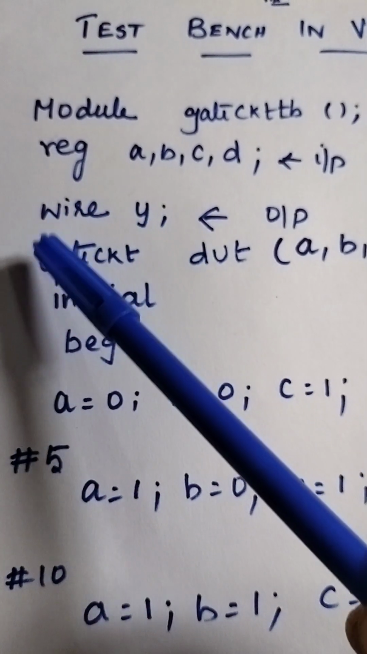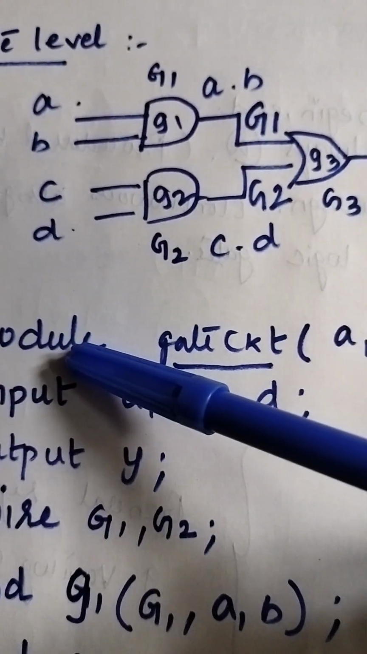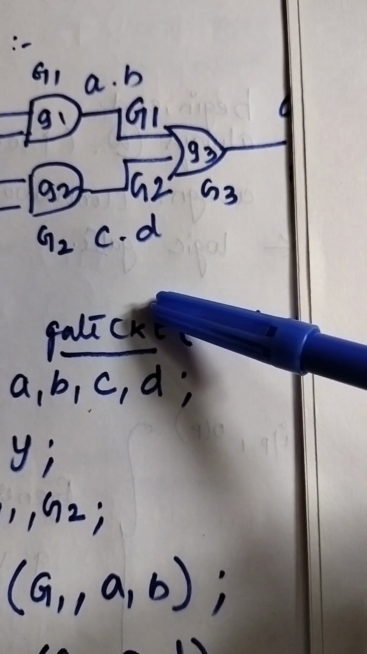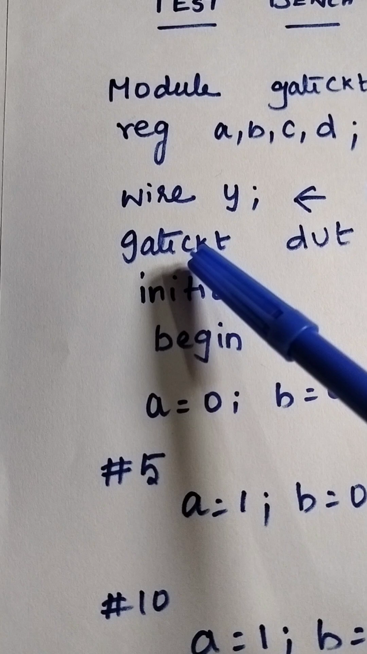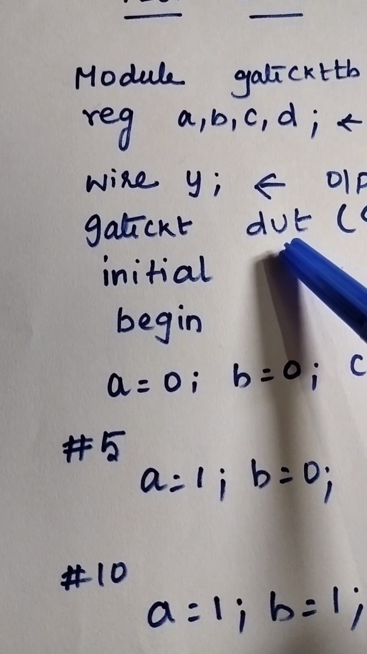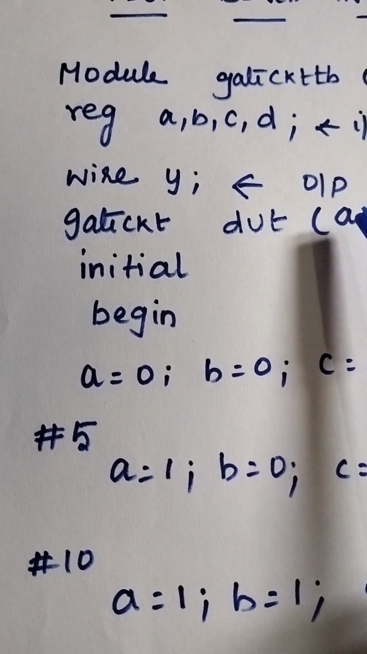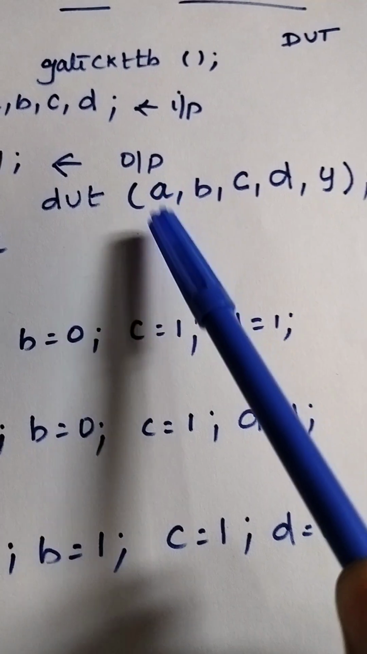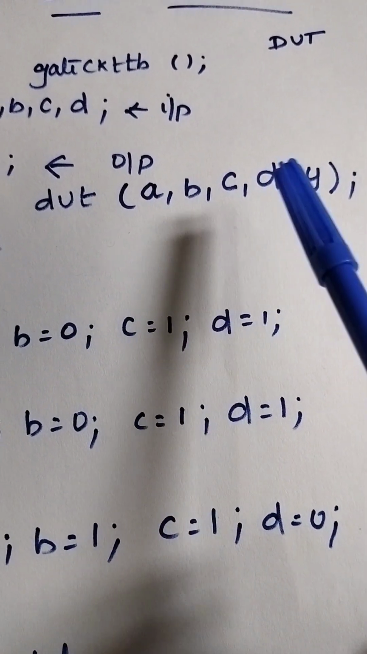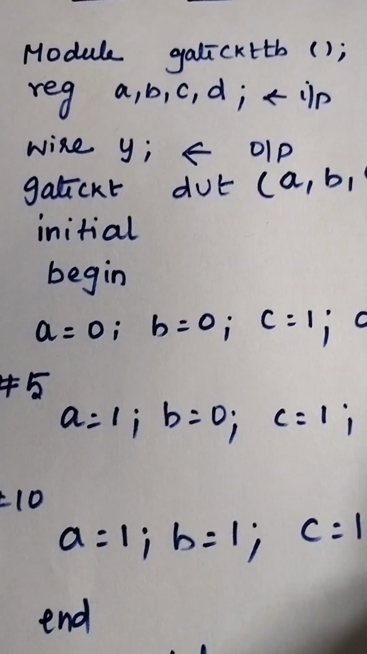Next, you are going to instantiate. How are we going to instantiate? This is your gate circuit. The name you gave after the module in the coding should be written here in your test bench, and then the DUT, design under test, right? Next, you are going to write the input and output. What are the inputs you have? A, B, C, D, Y. Y is representing your output. So you have instantiated.